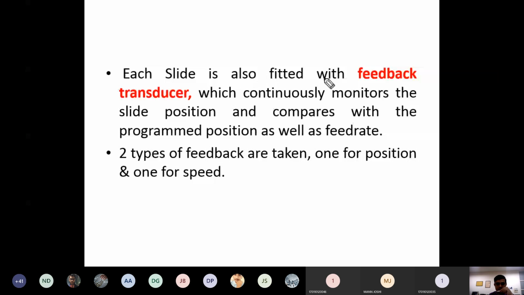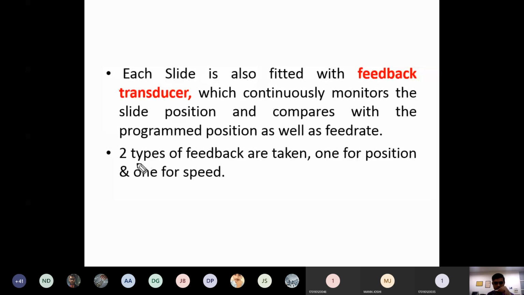Each slide is also fitted with the feedback transducer, which continuously monitors the slide position and compares it with the program position as well as the feed rate. So what happens? The slide position that we are getting is compared with the program position as well as the feed rate. Suppose the program position is written as 23.4, then we get the exact position, because each and every time it is compared with the program position.